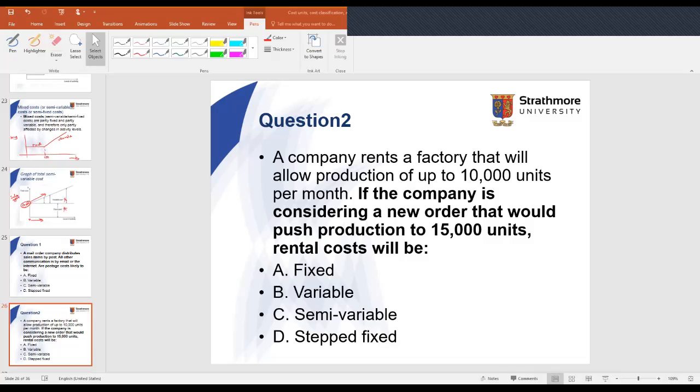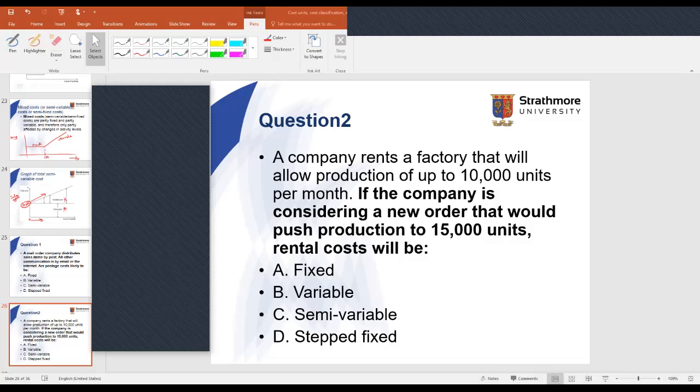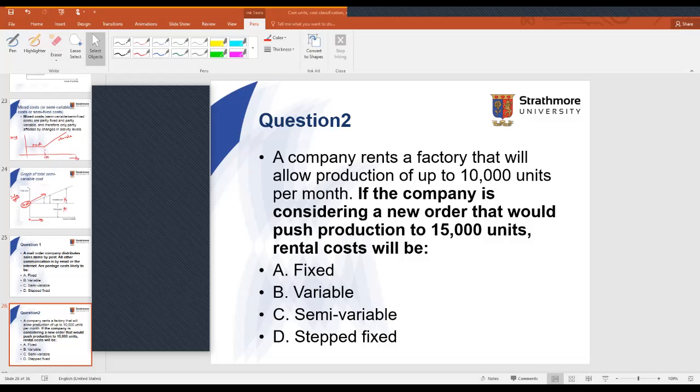The answer? Ian? I'm still thinking. Think fast. But considering what you've told us in the previous statement, I think it's variable. You think it's variable cost? Okay, that is from Ian. Whitney? Stepped fixed.